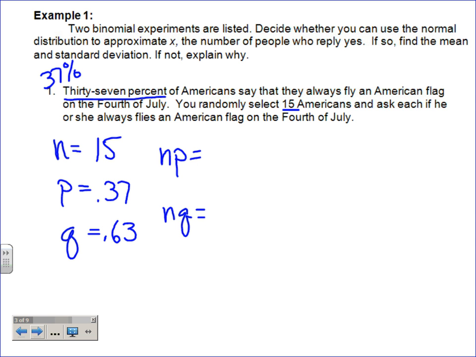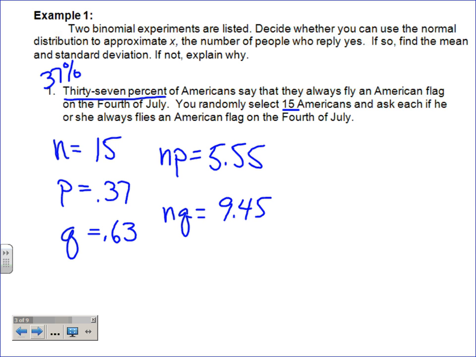Are we able to go ahead and use it? Yeah, what'd you get for NP? 5.55. Is that big enough? Now, if this one's no good, do we even have to do the other one? No. But this one's good, right? Big enough. How about NQ? Well, let's face it, if NP was big enough in this one, let's just use logic here. NQ is going to be bigger, right? And you can always find it if you want.